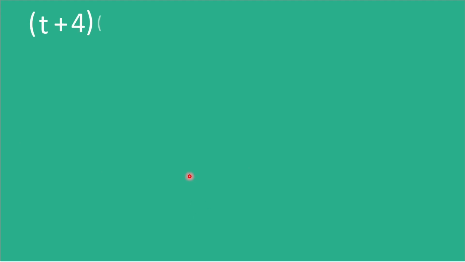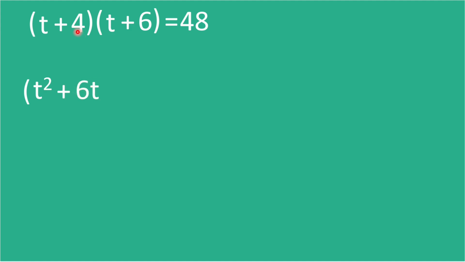And now in the next step, we will multiply this t + 4 with t + 6, which is equal to 48. So let's again multiply this t + 4 and t + 6. First we will multiply this t with this t, which will become t squared, and then this t with this 6, so this will become 6 times t, and then this 4 with this t, so this will become 4 times t, and finally 4 with this 6, which will become 24, which is equal to 48.